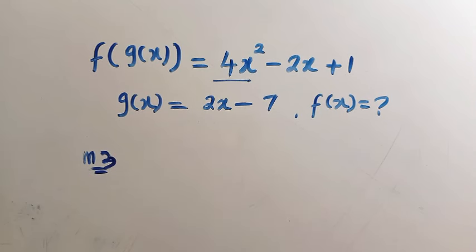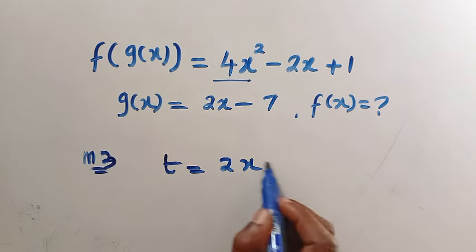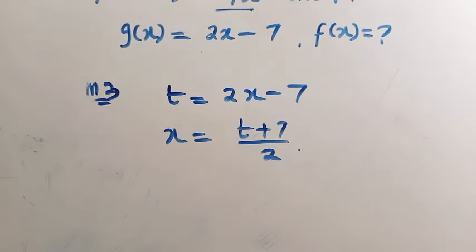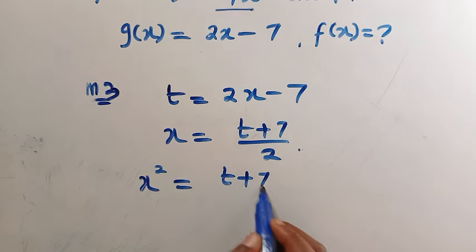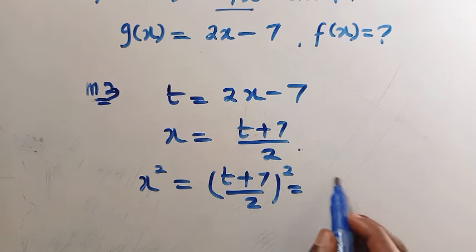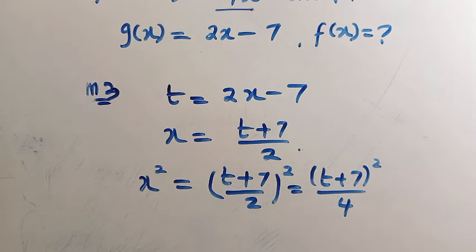So in this method 3, let's use the substitution method. Suppose I let t equal 2x minus 7. Now making x the subject of the formula, we have x equals t plus 7 divided by 2. And here we need x squared. So to get x squared, we are going to have t plus 7 over 2 all raised to power 2, which equals t plus 7 all squared divided by 4.